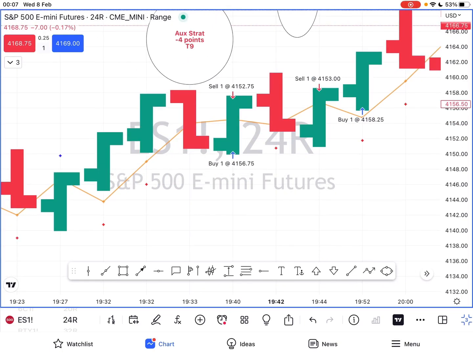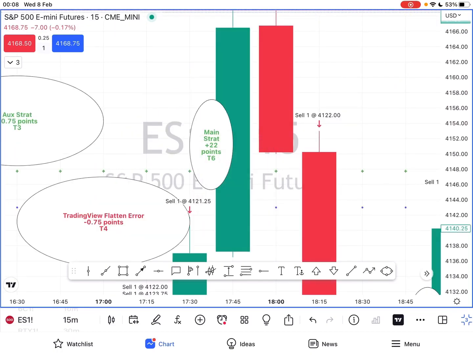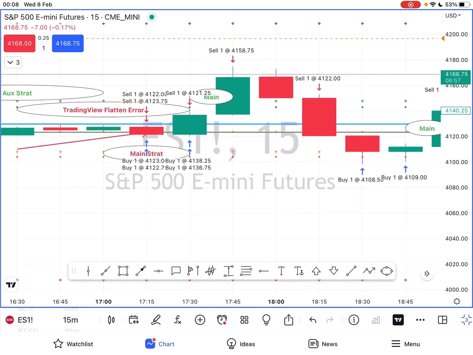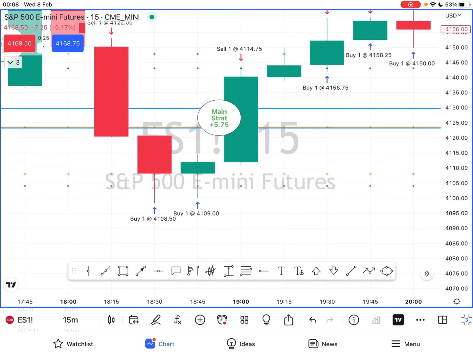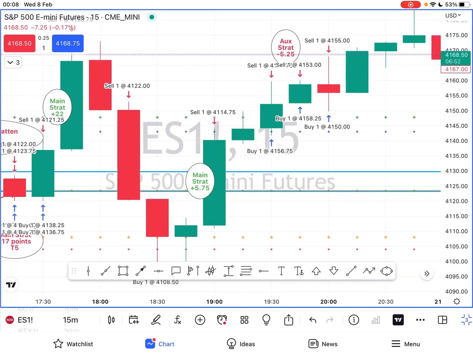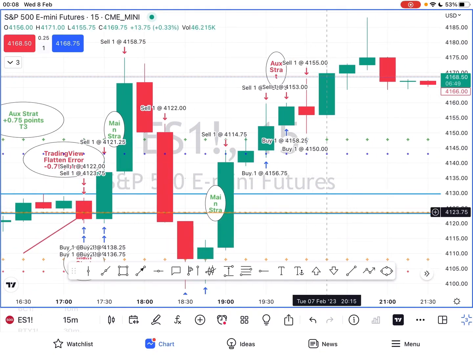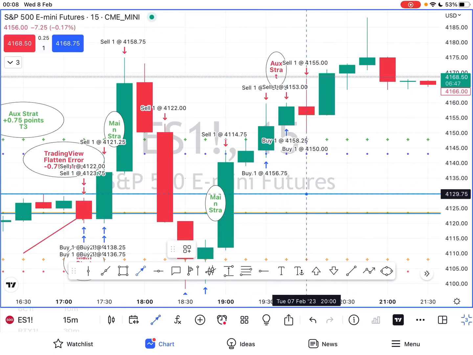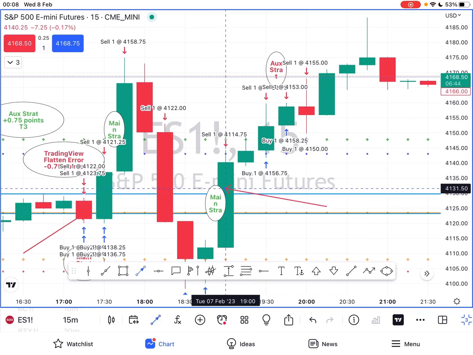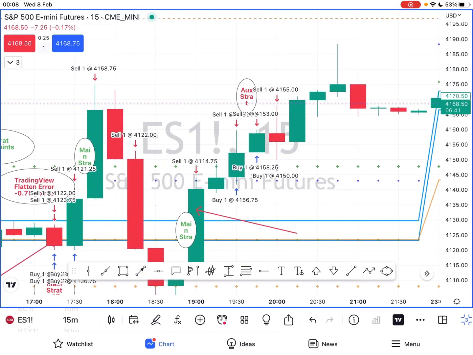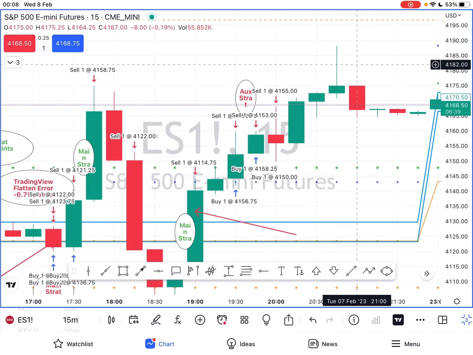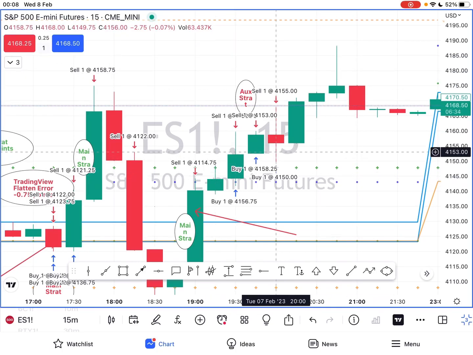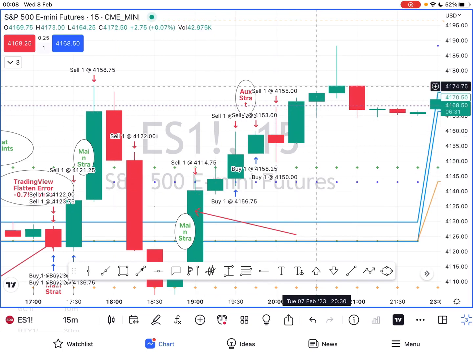Looking back, trading auxiliary strategy meant I did miss out on a fairly decent trade here off the main strategy. There was a long setup of this candle here, and it would have hit target. Just whether I would have been patient enough to hold through it, but it did hit target to the upside.